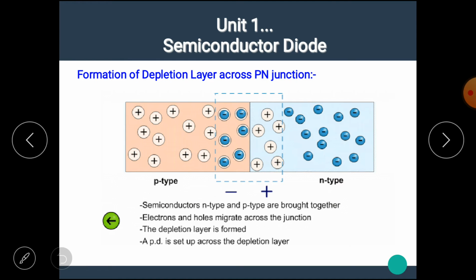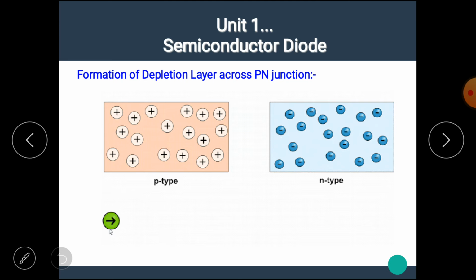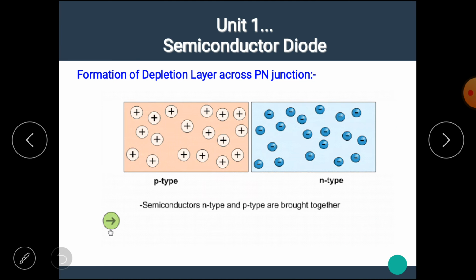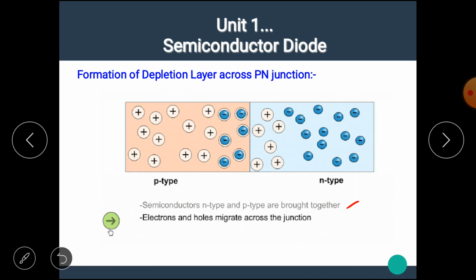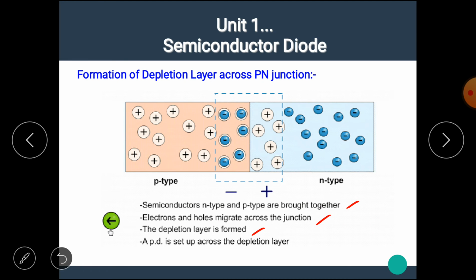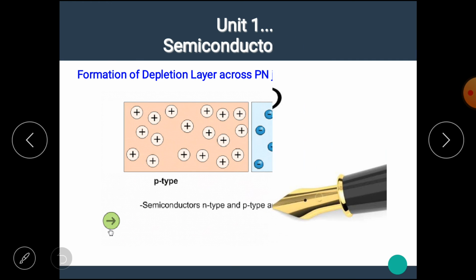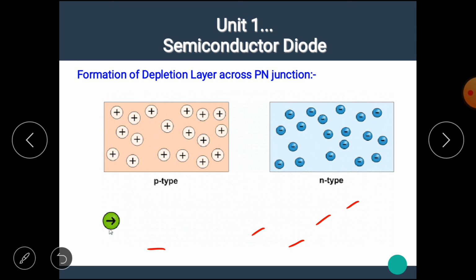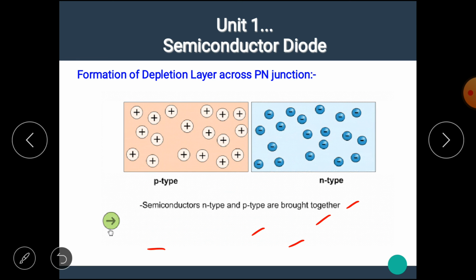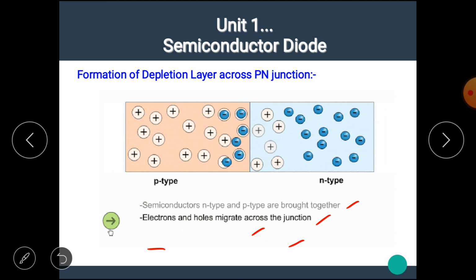What happens here? The semiconductors, n-type and p-type, are brought together. Electrons and holes migrate across the junction. The depletion layer is formed and a potential difference is set up across the depletion layer. Potential difference means the barrier potential is developed across the junction. I hope you all understand the p-n junction, the depletion layer in the p-n junction, and the barrier potential across the p-n junction. Thank you.